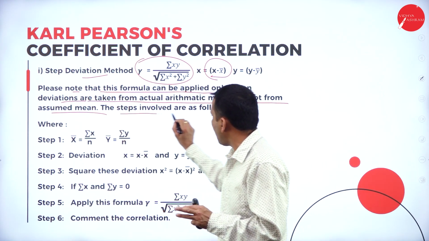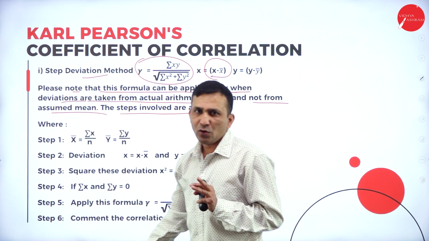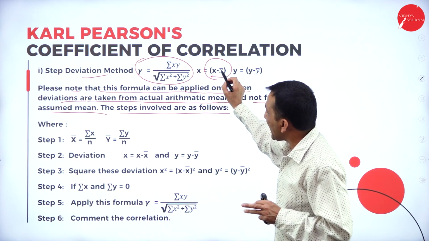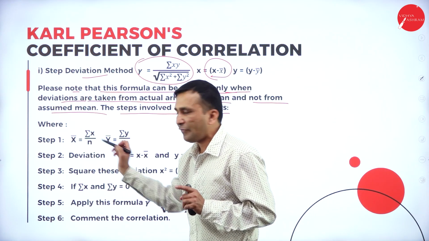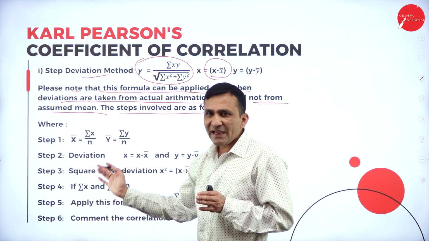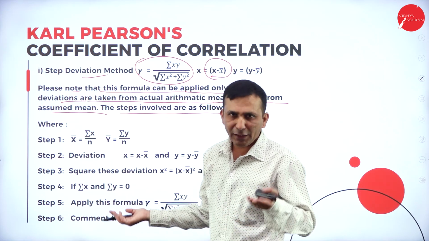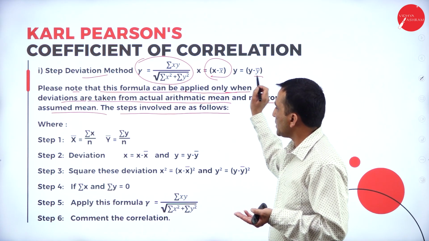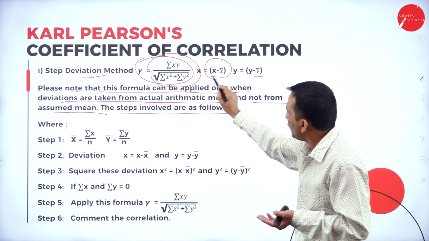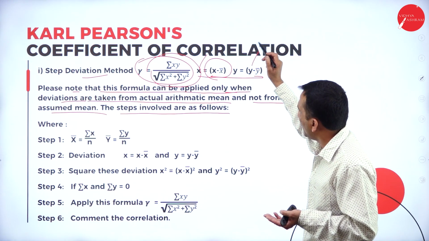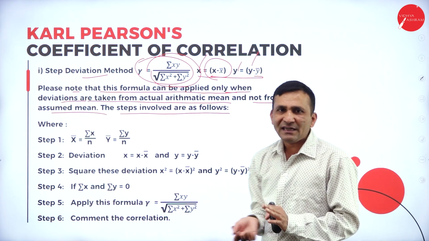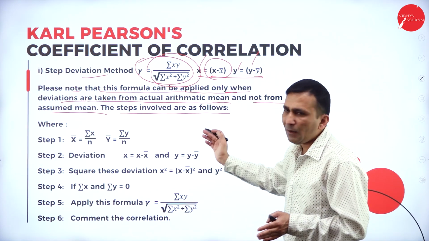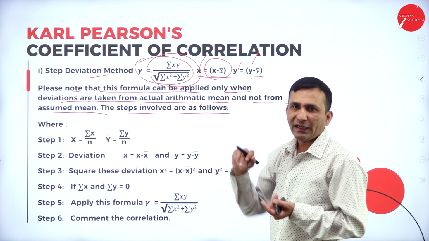The steps involved are as follows. What steps do you have to follow? According to the formula, because x bar is there, step 1 is finding x bar. Finding x bar is very simple: from the x series take the total divided by the number of items in the x series, and the same thing again, the formula has y bar. Because this final formula depends on the x value and y value, so with the help of x and y only we find it.